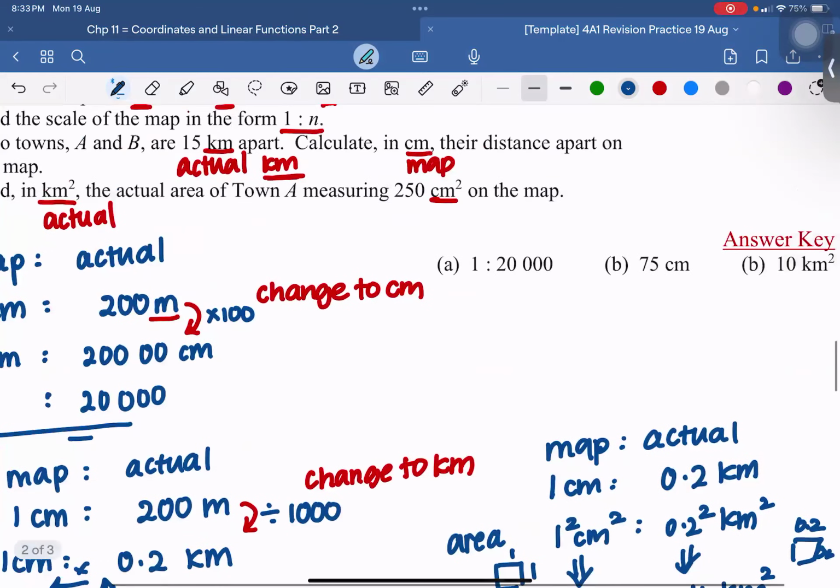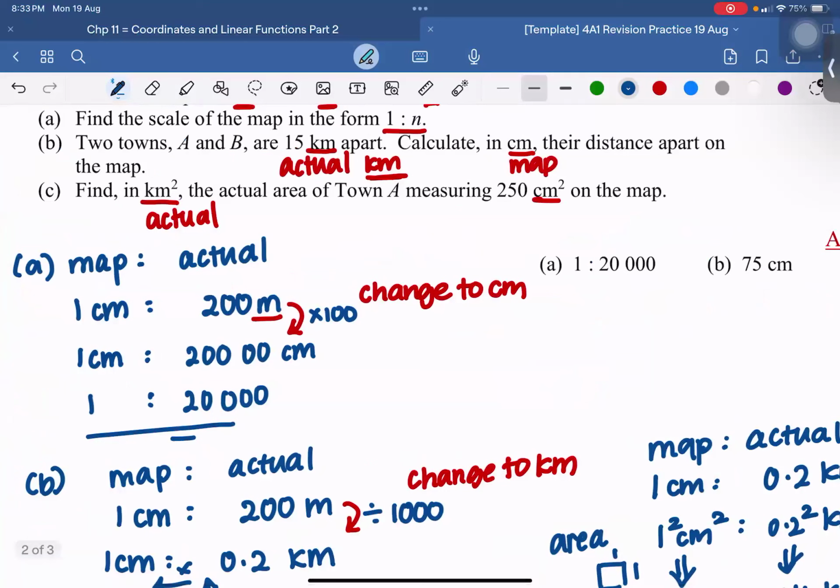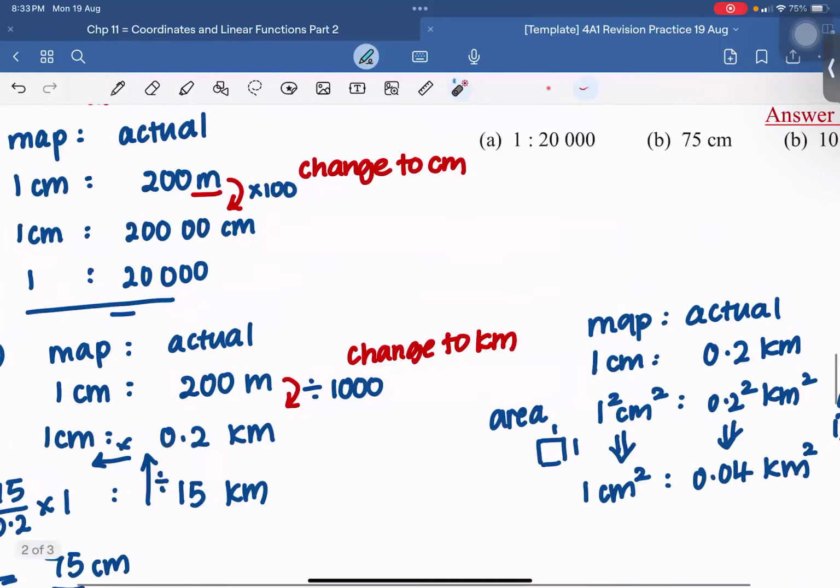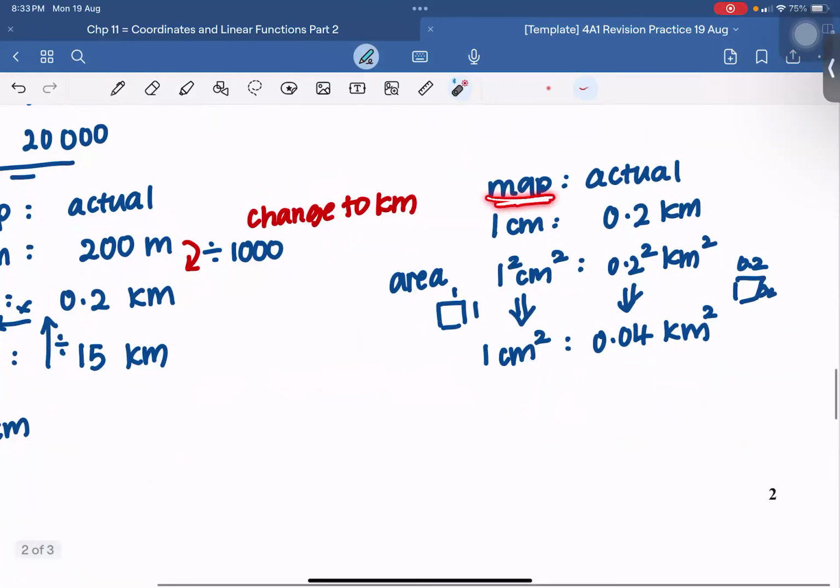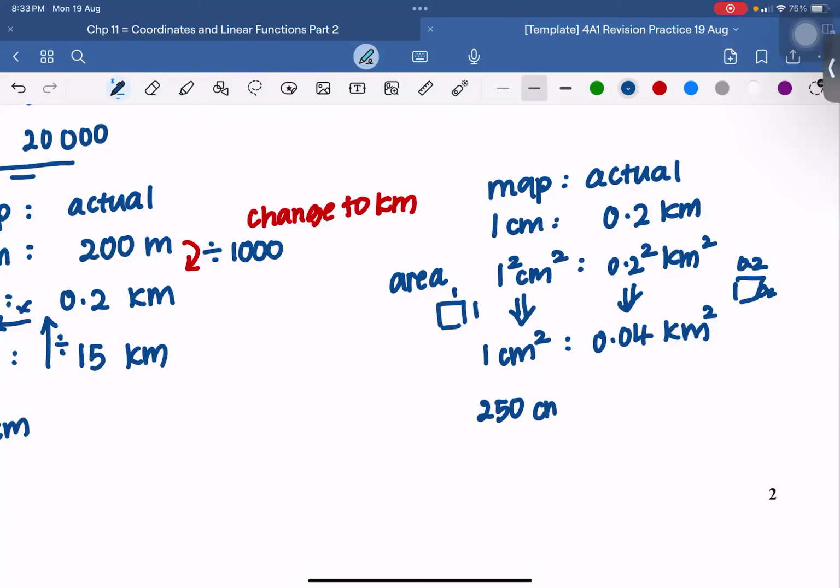They want find the kilometer square. They gave me this number, 250. Is this on the map or on the actual? On the map. Yes, finally it's on the map. So under the map, we put 250. Oops, wrong color. Okay, 250 cm square.